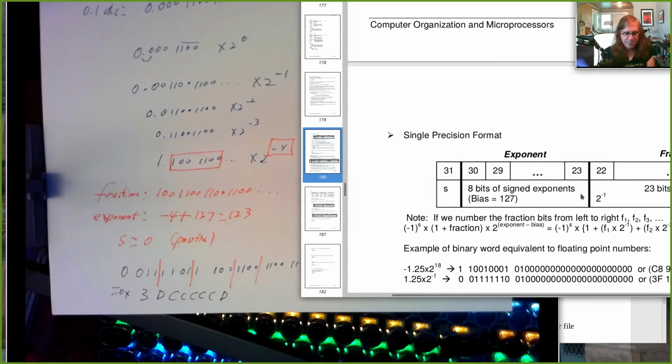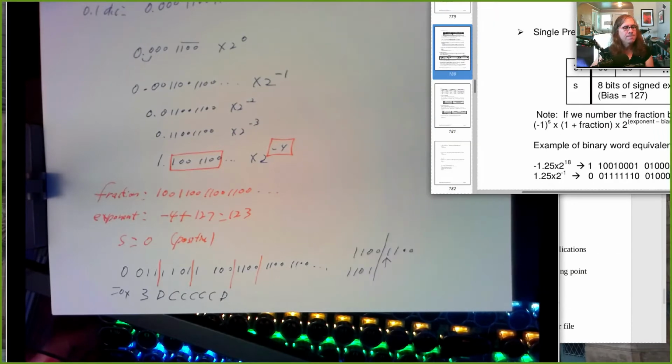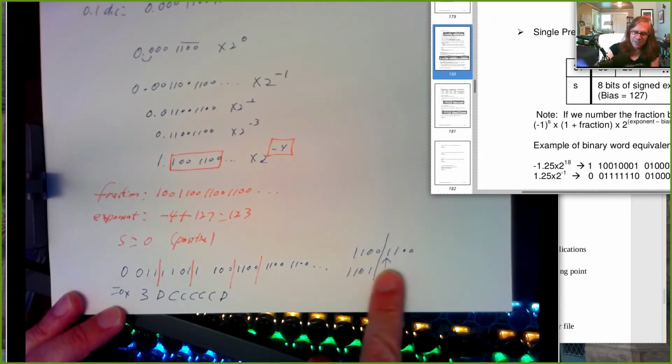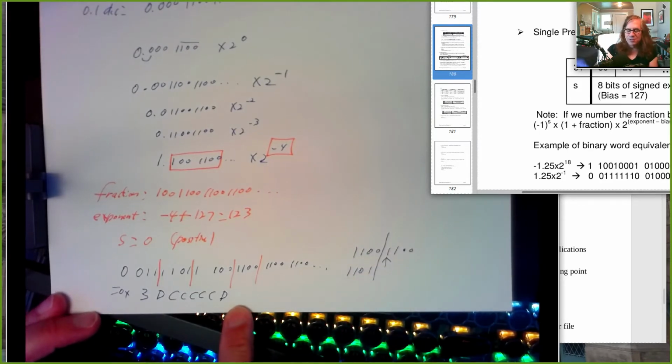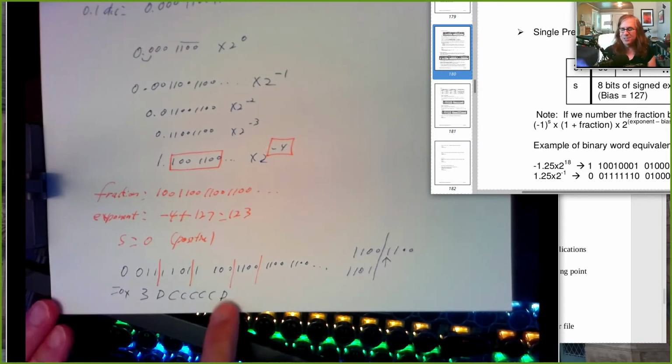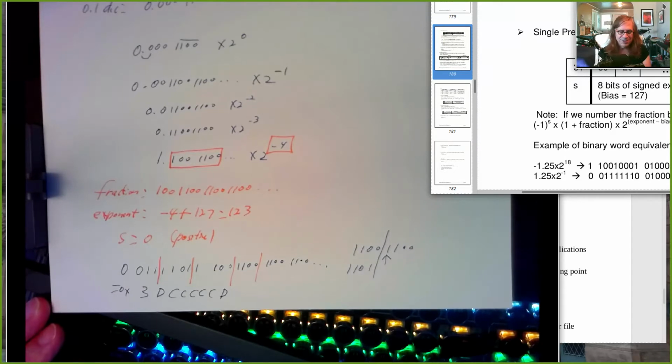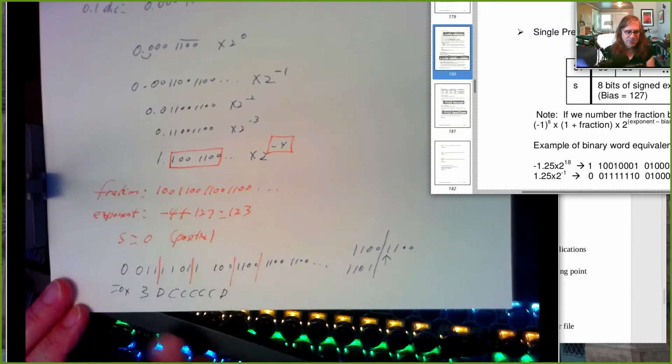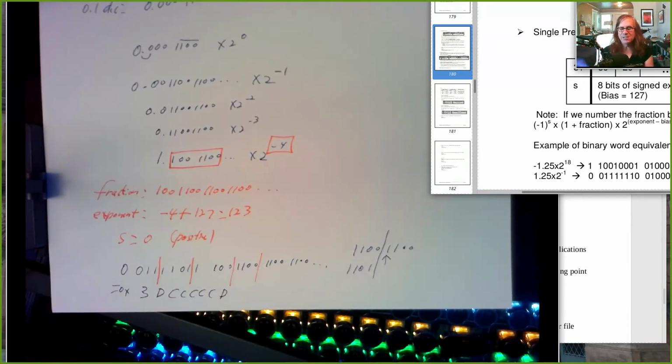I think your screen window's covering it up a little bit. That last one's going to, thank you. That last one's going to end with a 1 after it, so that 0 is going to round up to a 1. So that last one will be a D. If I asked you this, I wouldn't ding you for that, but that's detail. So 0.1 would be 3D CC CC CD.